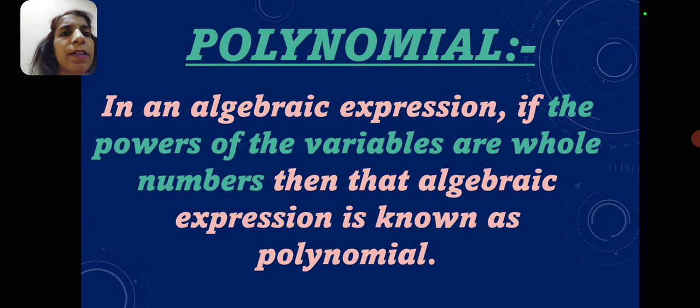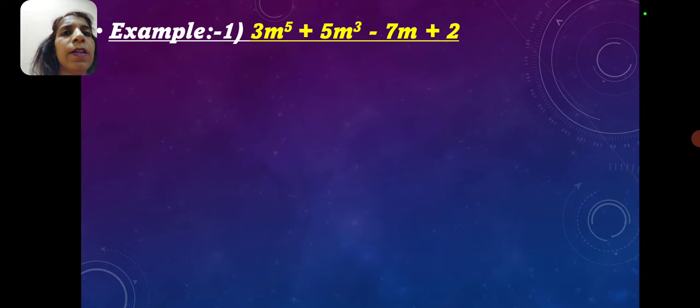So let's start. So what is a polynomial? In an algebraic expression, if the powers of the variables are whole numbers, then that algebraic expression is known as a polynomial. Okay. If you have any doubt, let me know in the comment section. Let's move on to the example.